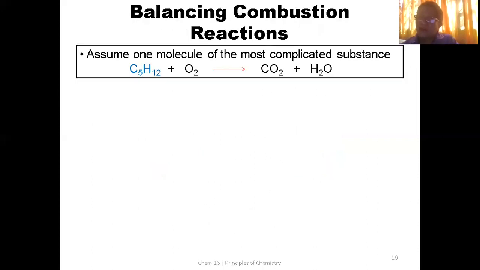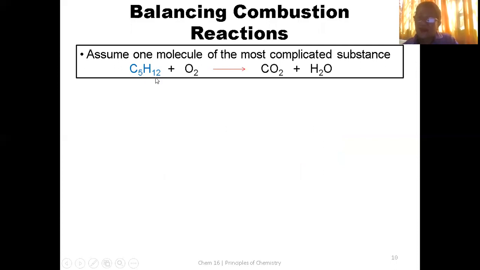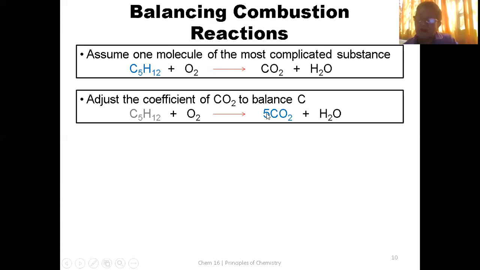In balancing a combustion reaction, what you are going to do, as I have said, is look into the carbon and hydrogen. So here, you have 5 and there is 12 hydrogen. So you add 5 here in your carbon dioxide. This is 12. There is 2, so to make it 12, you add 6 here. Therefore, that is 5CO2, and you add 6 here.